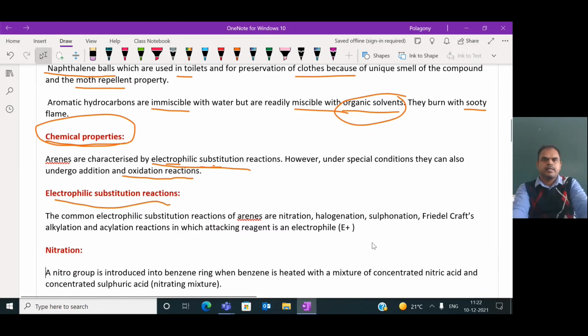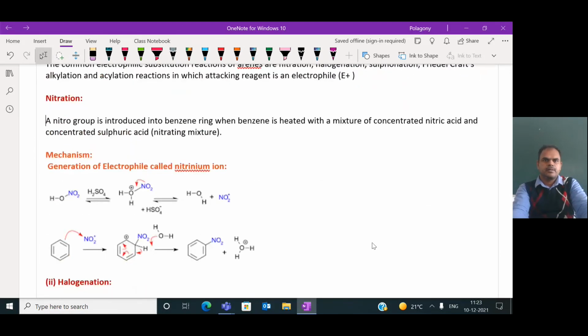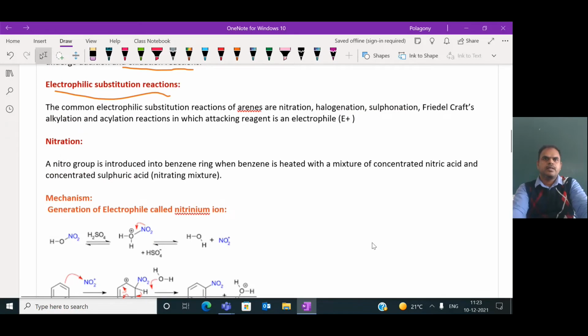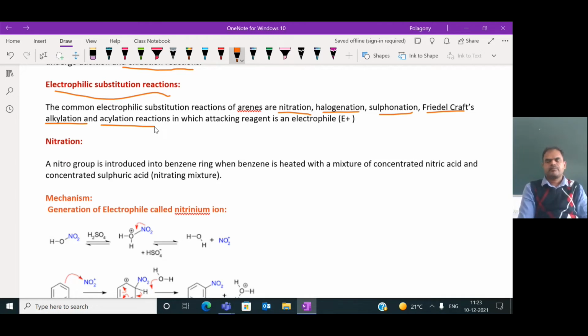The common electrophilic substitution reactions of arenes: number one is nitration, the common electrophilic substitution reaction. Second one is halogenation, then sulfonation, and Friedel-Crafts alkylation and acylation reactions.